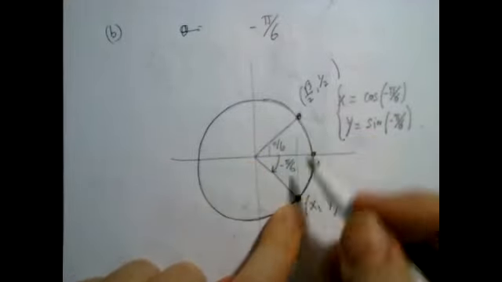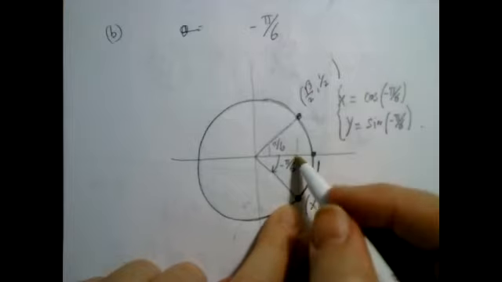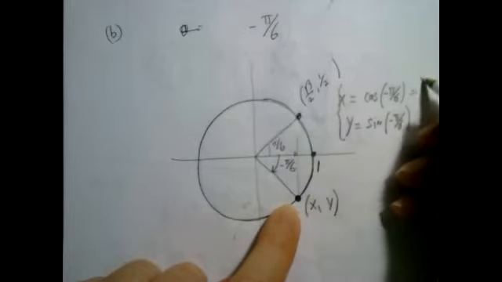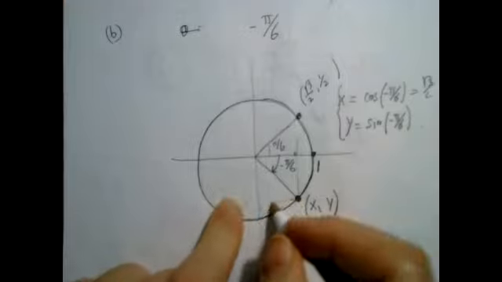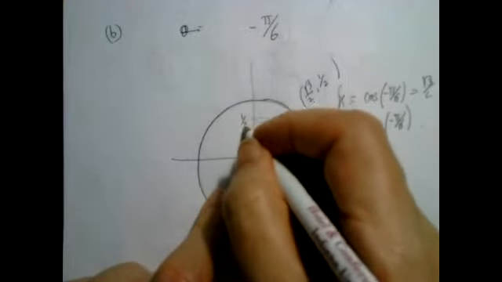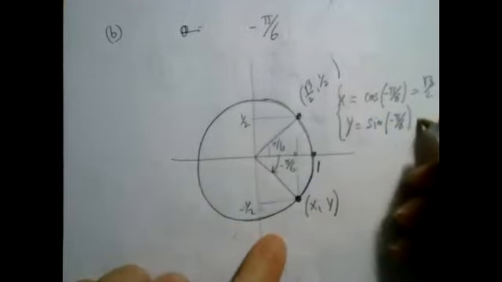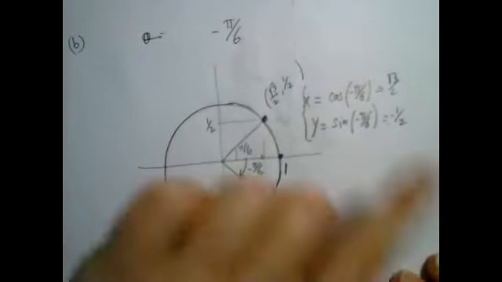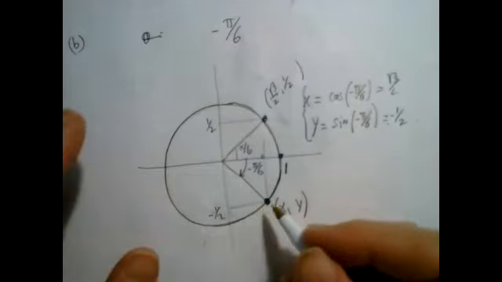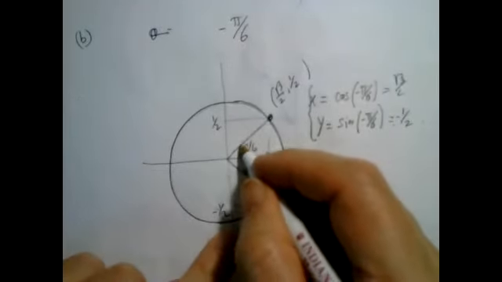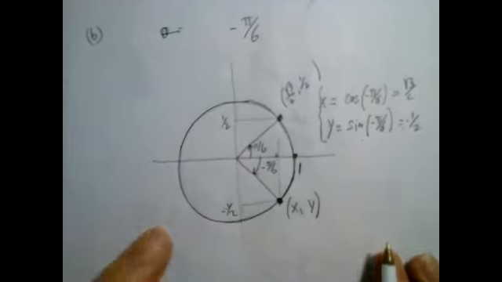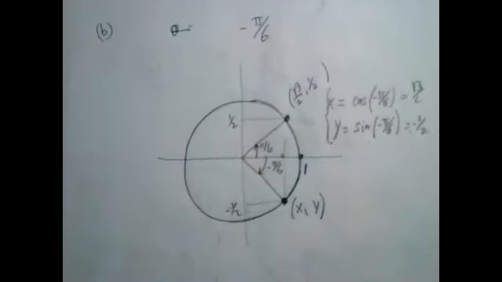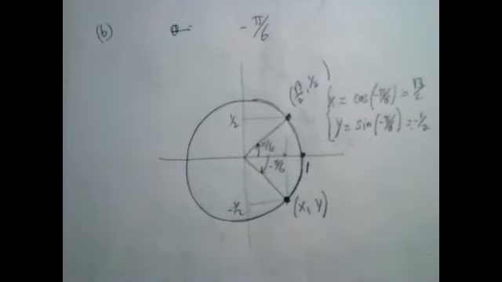So if I know that, I should know this. The x is square root of 3 over 2. The y is minus that. So if this is a half, it's going to be minus a half. Okay, so if I take any point on the unit circle, if I know the angle, the x and y are the cosine and the sine. Please ask questions as I move on.